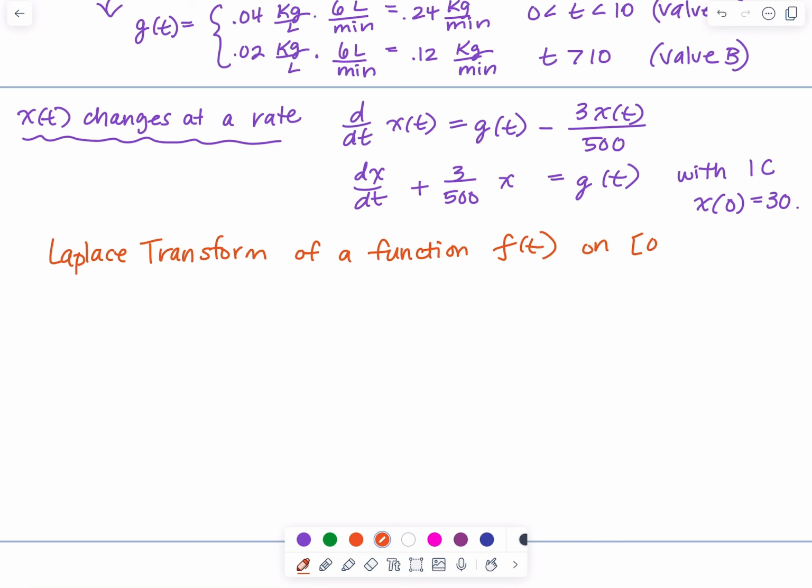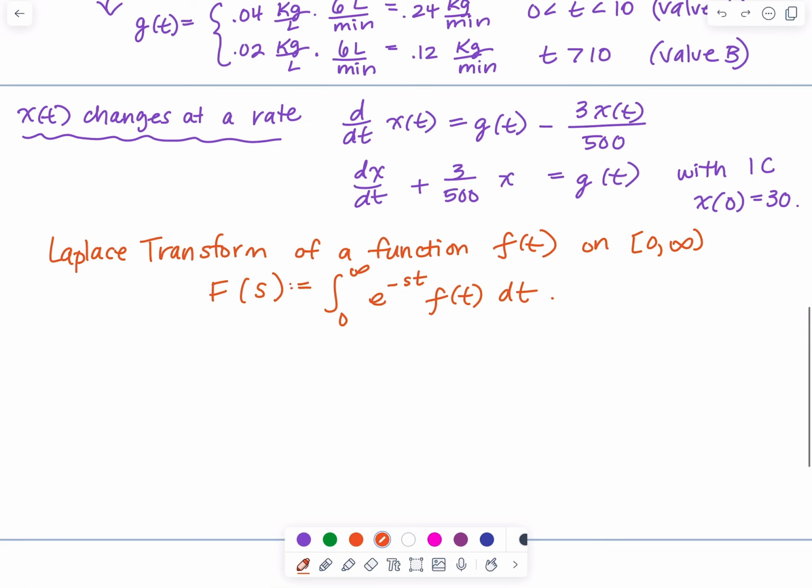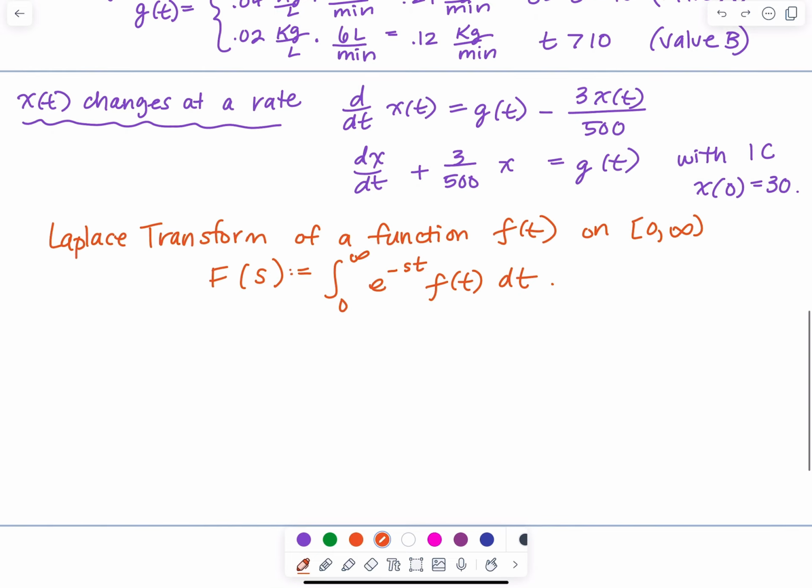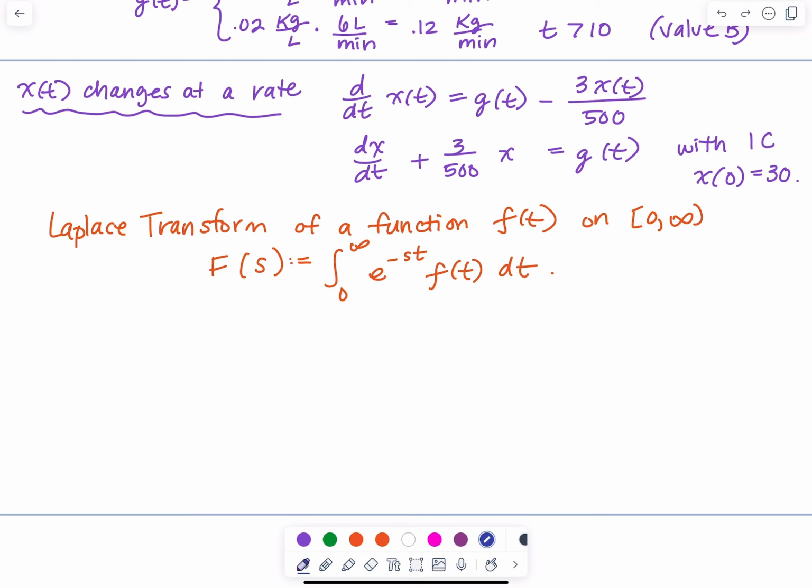On 0 to infinity is this. F of s is defined as the integral from 0 to infinity of e to the negative st multiplied by f of t dt. So we will be multiplying f of t by e to the negative st, and then integrating with respect to t from 0 to infinity. So this actually takes a function of t and produces a function of s.